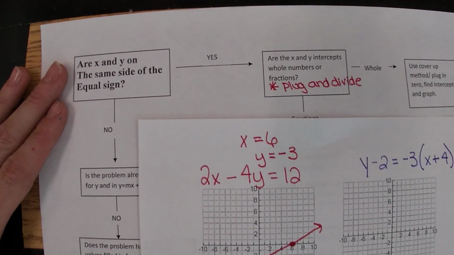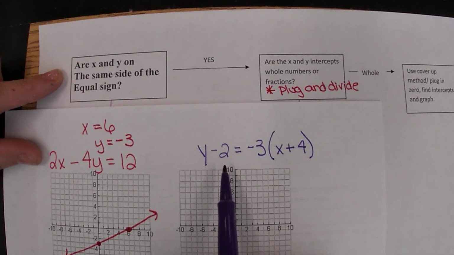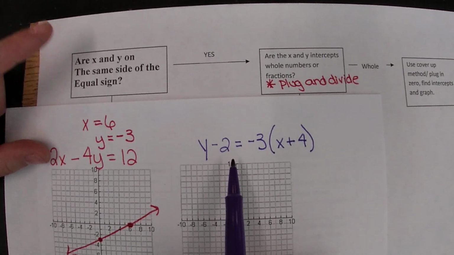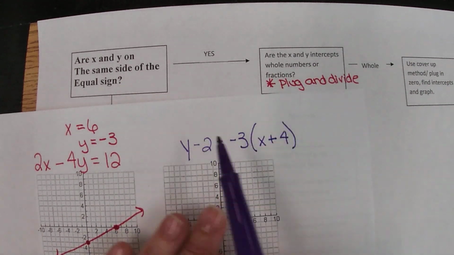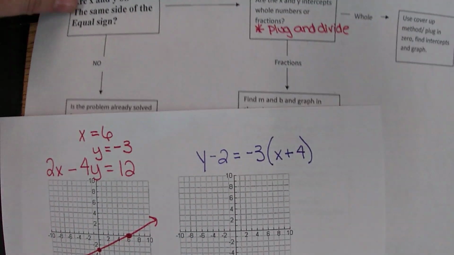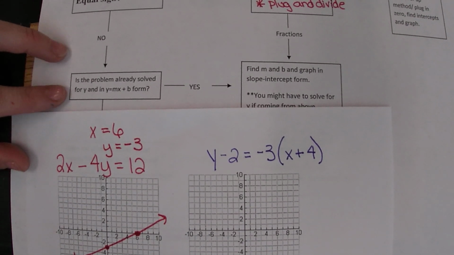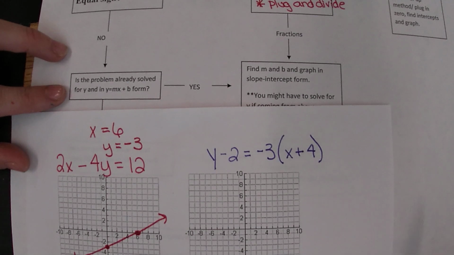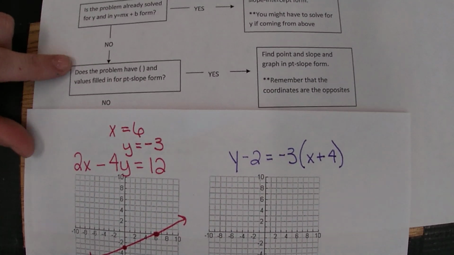So again, we're going to start up here and ask ourselves, when we look at this equation, are x and y on the same side of the equal sign? We have y on the left-hand side of the equal sign and x on the right, so we're going to say no. Is the problem already solved for y? Is this in y equals mx plus b form? No. So we're going to follow the no line.